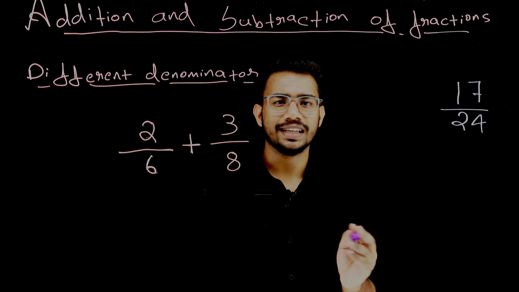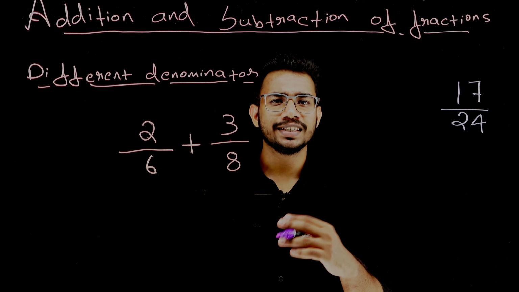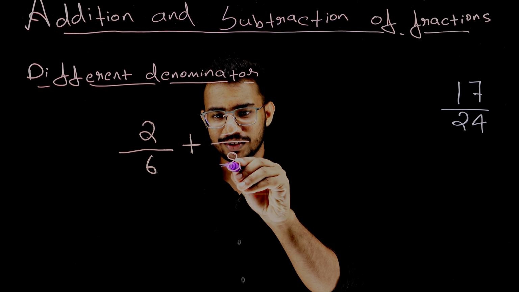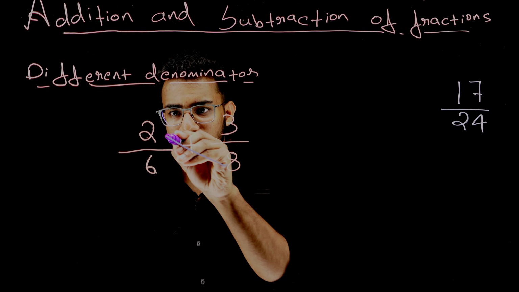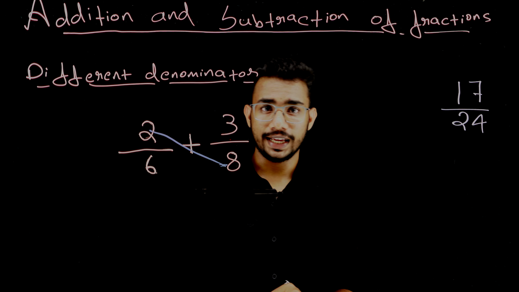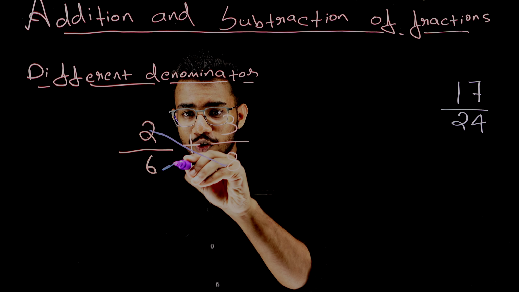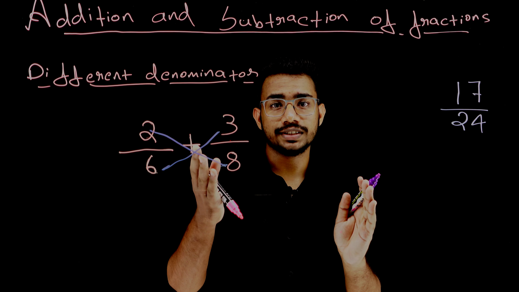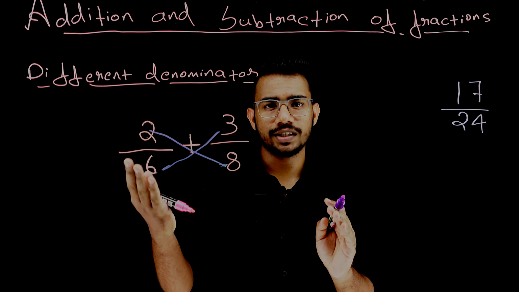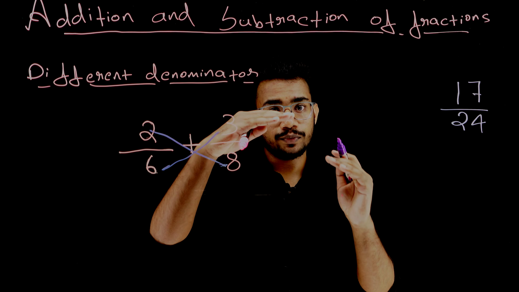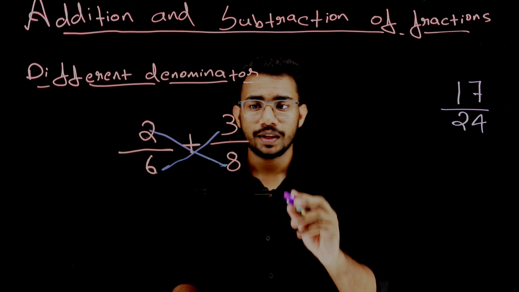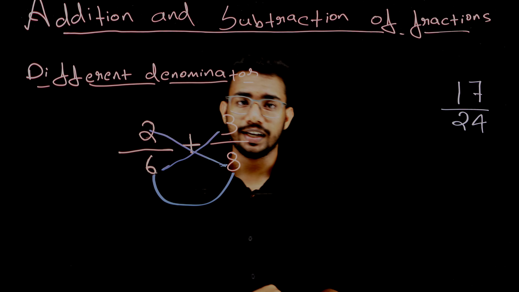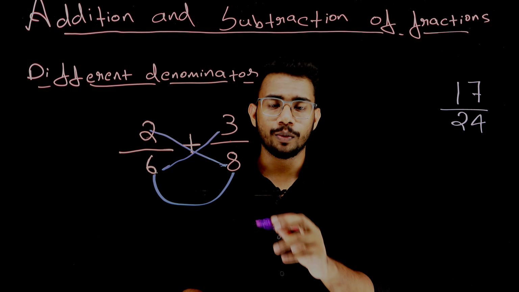We don't have to find the LCM. We don't have to make the denominators the same. We don't have to do any of those things. It's just cross multiplication. That means I multiply this 2 with the 8, and then multiply the 6 with the 3, and add the answers. Since I'm adding, I add them; if it is subtraction, I subtract them. That comes on the numerator part. Then I multiply the 6 and 8, and that comes on the denominator part.